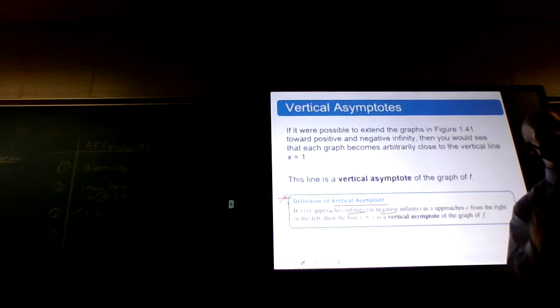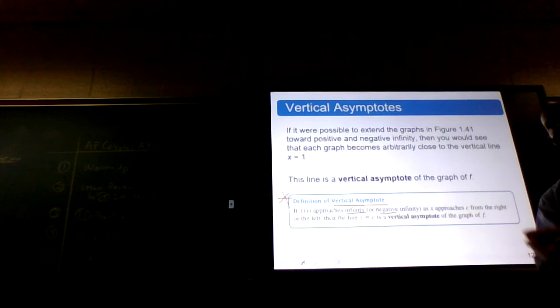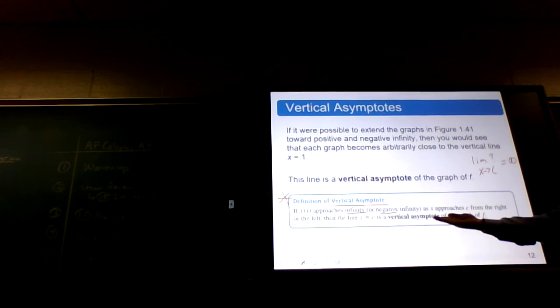So in this class, if I ever ask you why is something a vertical asymptote, guess what you need to say? You need to talk about the limit of whatever it is we're talking about as x goes to some value c equaling infinity. Why do you need to say that? Because that's literally how we define it.